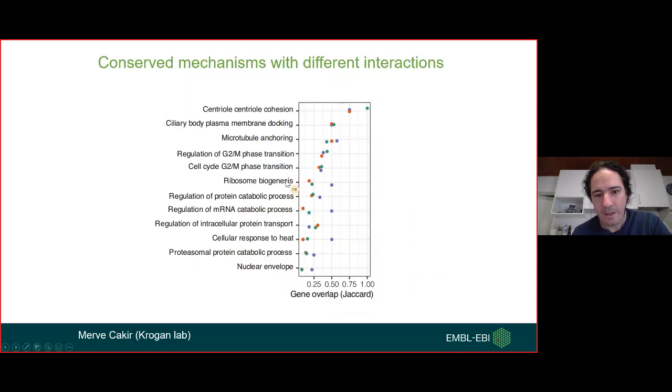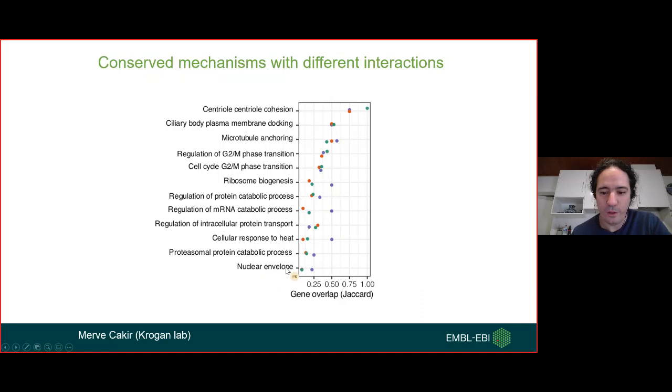And so finally, the other thing that we observed in this data is that there were cases where there were a lot of shared partners, but not through the same interactions. So the different viruses were often interacting with the same processes, but through different viral proteins. An example of this is the nuclear envelope. Nuclear envelope proteins are enriched across all three viruses, but not necessarily via the same interactions.